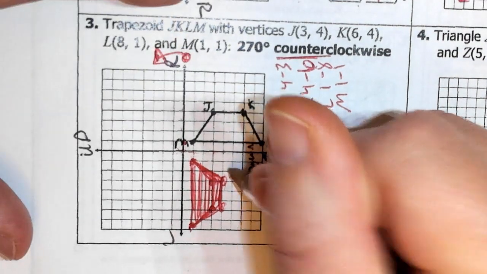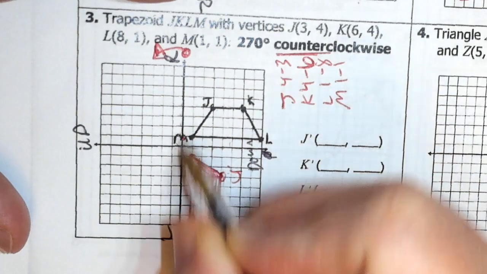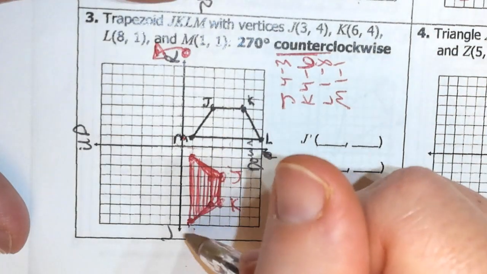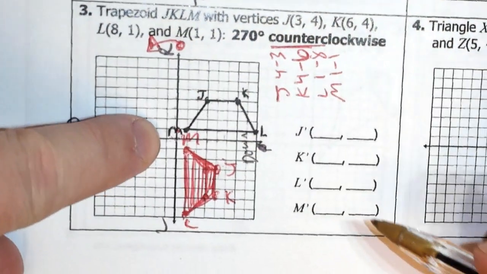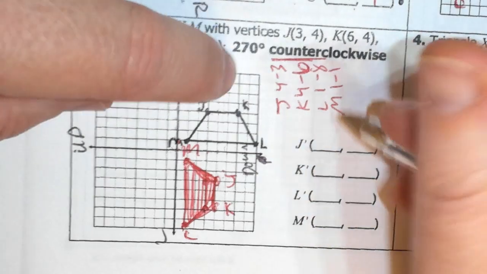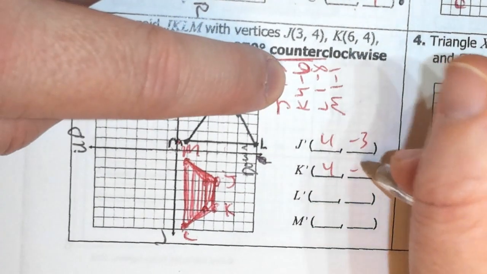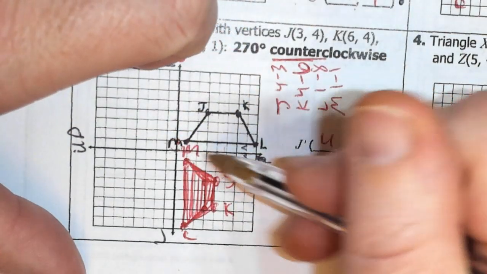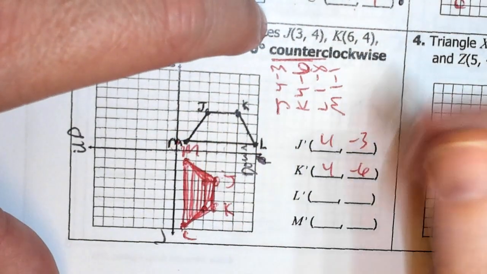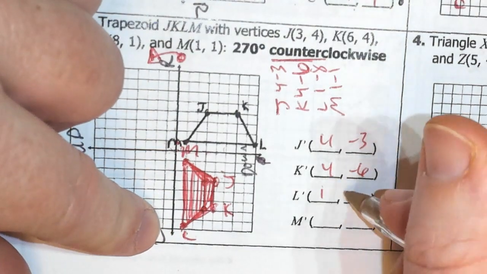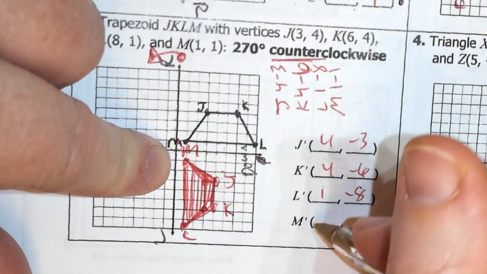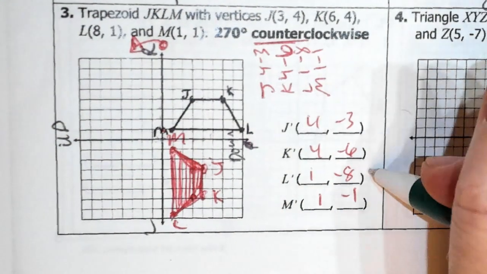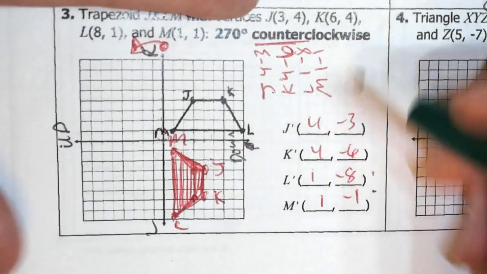So we have 4, -3, that's J, that's K, that's L, and M, which is incorrect, but I haven't noticed that yet. So when I write down these coordinates, I have 4, -3, 4, -6, oh, everything's still right. 1, -8, and M is 1, -1. Okay, so everything should be all right. But sometimes we get these two backwards. That's a very common mistake. In this case, we're totally okay.